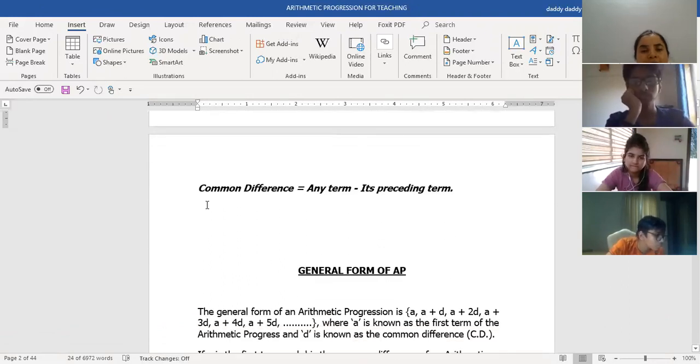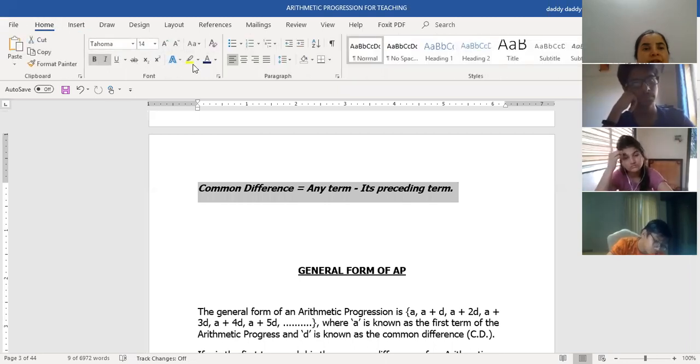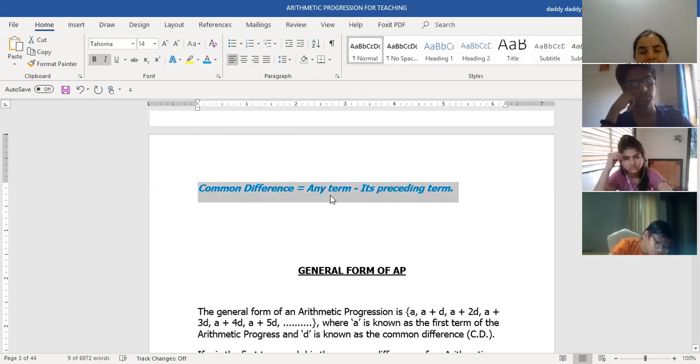Okay, so this is this now. So look here. This I will just highlight it. The common difference is always succeeding term minus any term they have taken. So any term minus its preceding term means this term's preceding term. And what is preceding term? Preceding term is the term which comes before the term we are talking about.